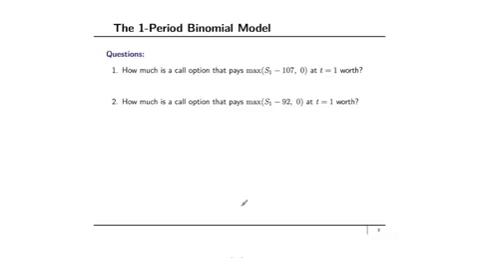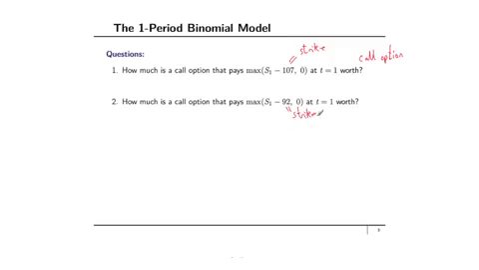So two simple questions to begin with. The first question is, how much is a call option that pays the maximum of S1 minus 107 and 0 at t equals 1 worth? So in this case, 107 is the strike, and this is a call option. And the second question is, how much is a call option that pays the maximum of S1 minus 92 and 0 at t equals 1 worth? So in this case, 92 is the strike.